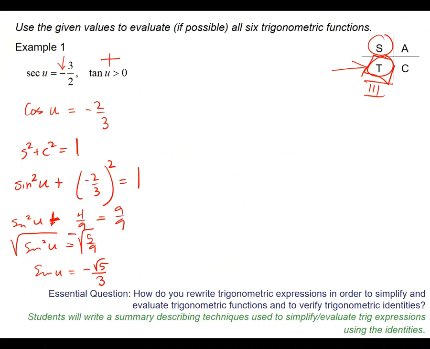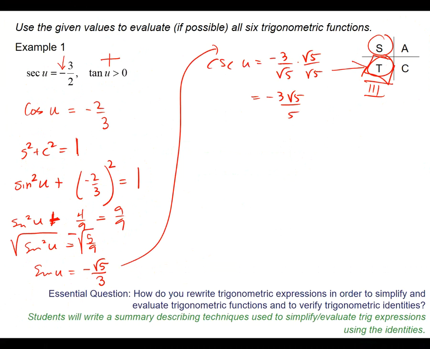All right, what do we get for free? We get cosecant for free, right? So cosecant of u is going to be the reciprocal. And our favorite thing to do, right, rationalize. All right, what am I still missing?